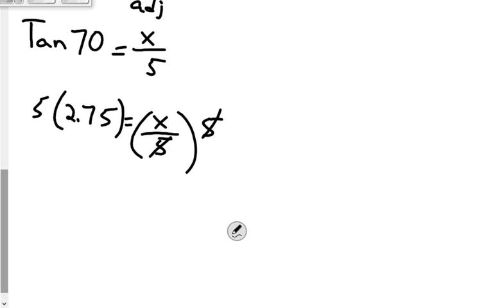So now all you do is you just go 5 times 2.75. 13.75. Is it? Yes, it is. Okay. Boom. You just solved. Yeah, but you can solve it in a way simpler way.